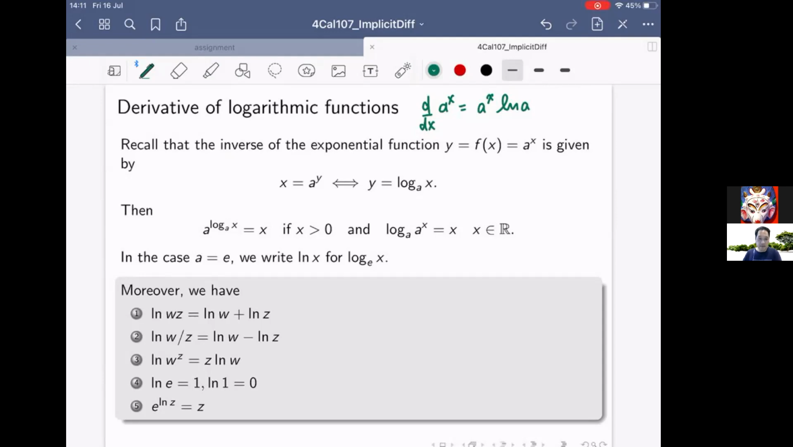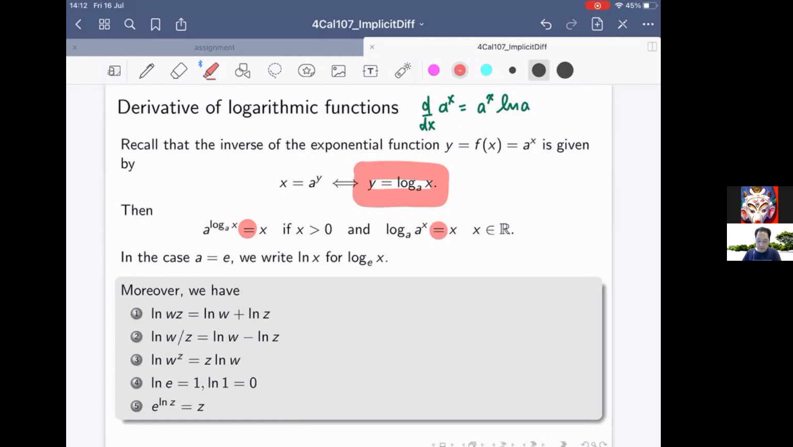So let us recall a little bit that if you have x equals a to the y, it is the same as y equals log of x base a. And we also have this kind of relation that a raised to power log of x base a becomes x, if your x is positive, and the log base a of a raised to power x equals x, if x is any real number. So it means that log and the exponential are inverses of each other.